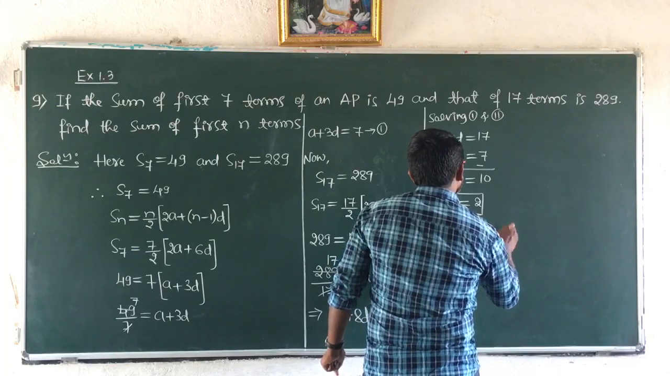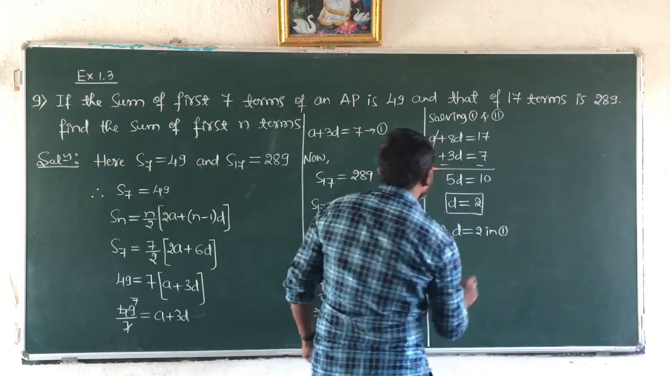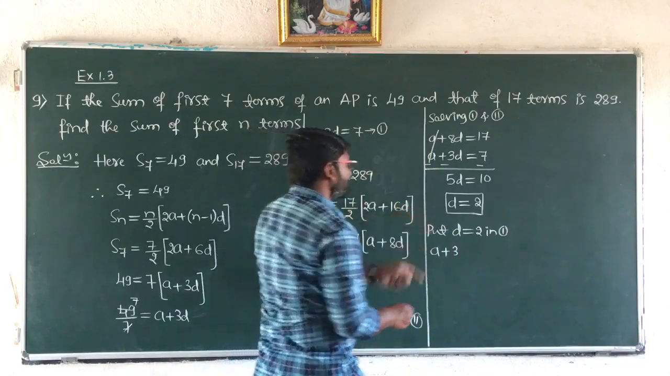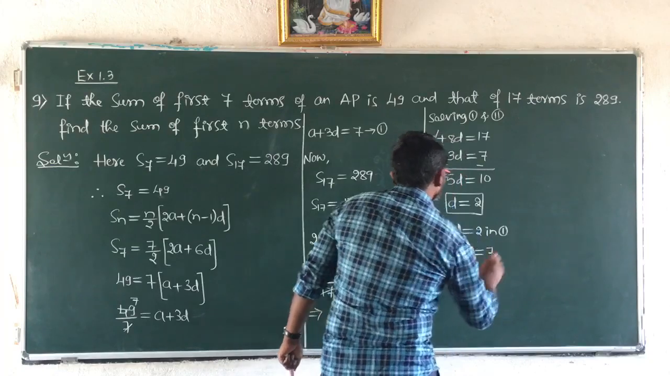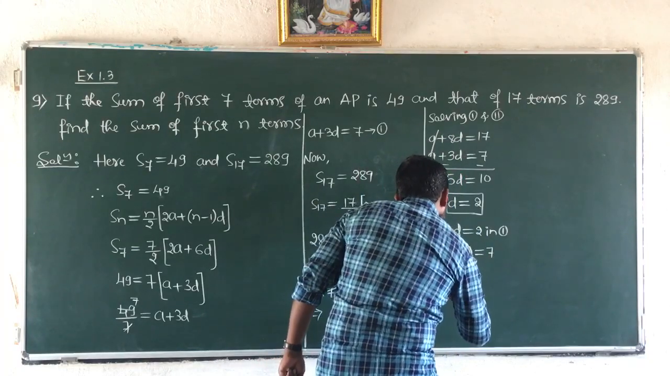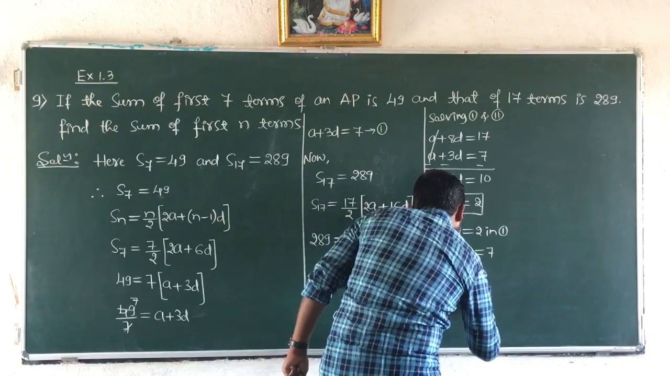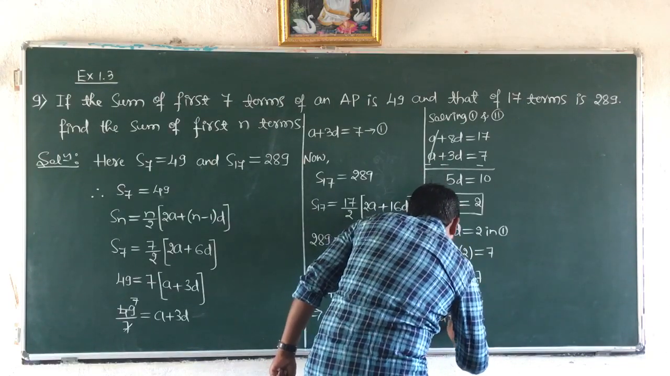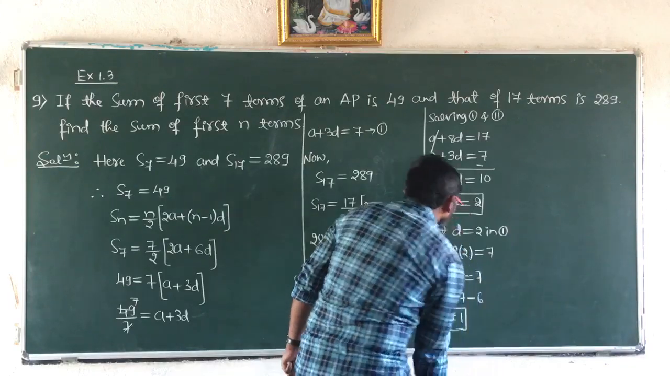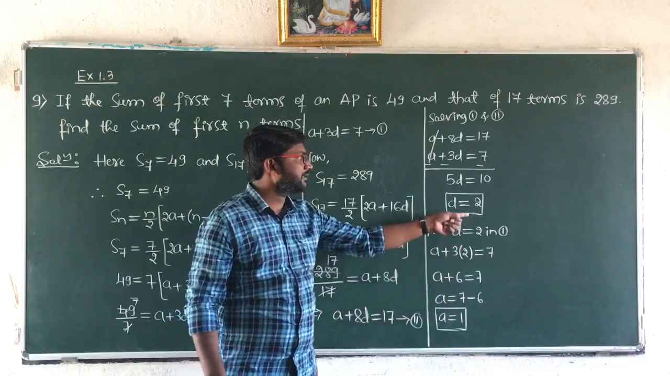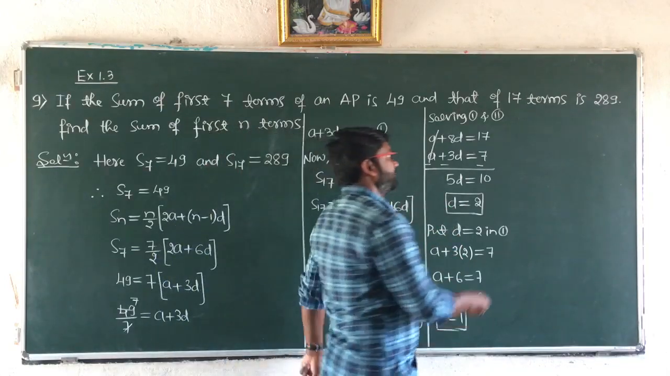in 1. Then a plus 3 into d. In place of d I write 2 now, which is equal to 7. Then a plus 6 is equal to 7. a is equal to 7 minus 6. Then a is equal to 1. So the first term is 1. Now we have the first term and the common difference. By making use of these two, we can find the sum of first n terms.